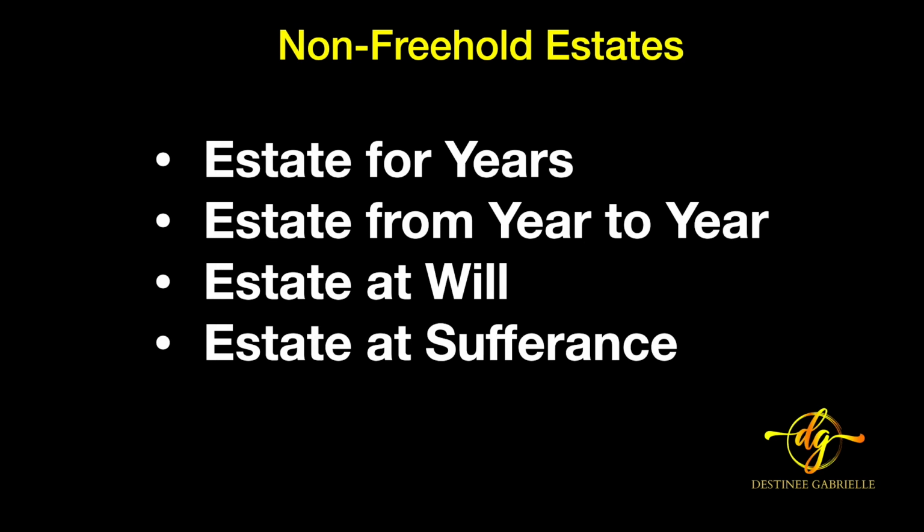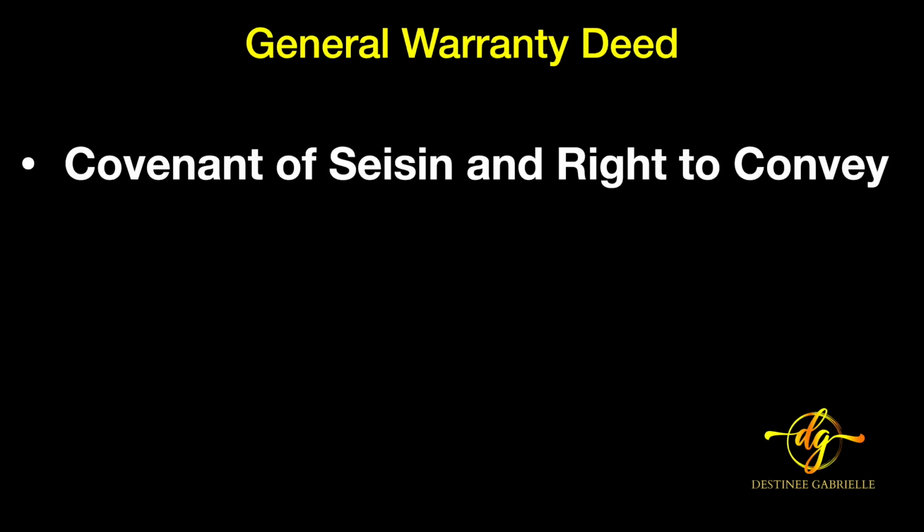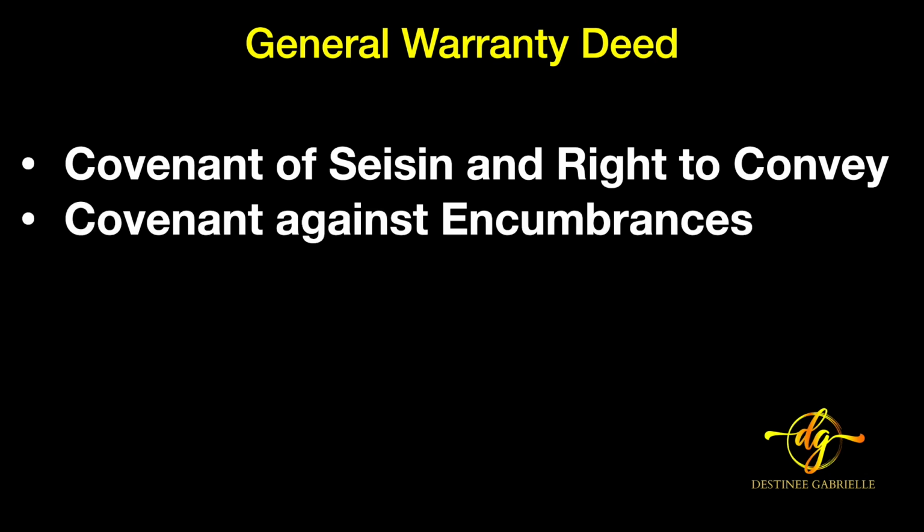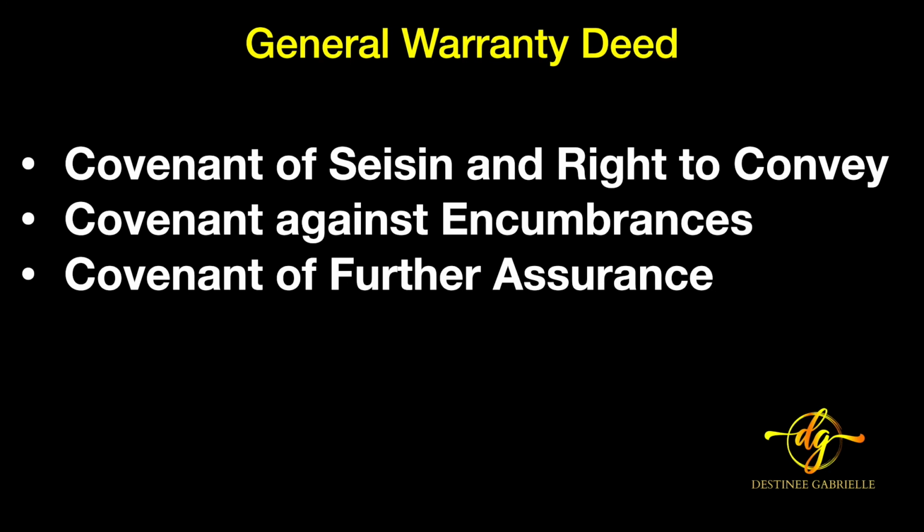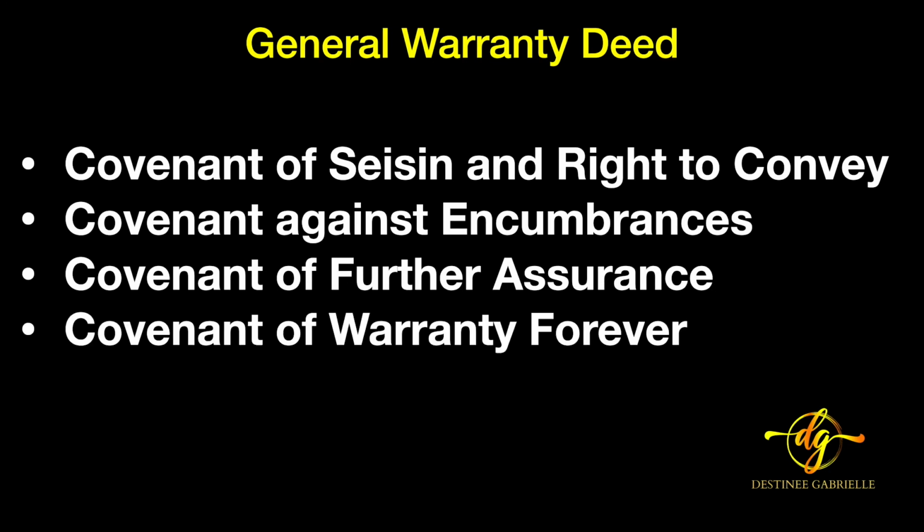All right, so if we're talking about ownership, we have to talk about deeds. So the first one we're going to go over, which is a more common one, is a general warranty deed and what comes with it. So you have the covenant of seisin and right to convey, the covenant against encumbrances, the covenant of further assurance, and the covenant of warranty forever.